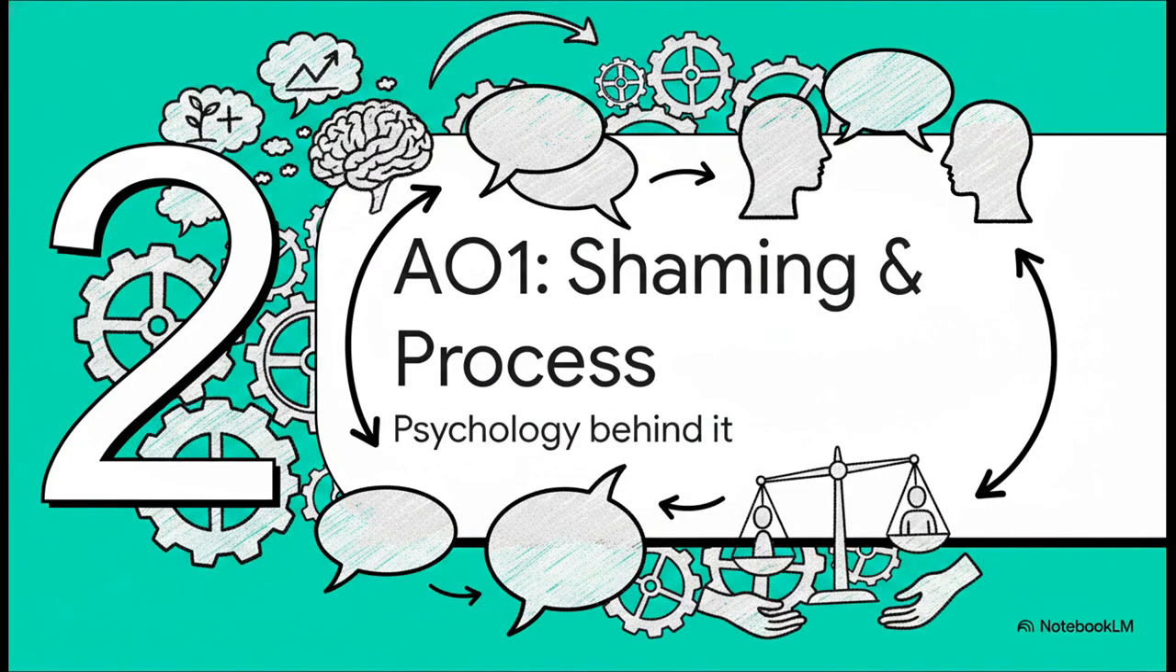Moving on to Section 2, AO1, shaming in the process and the psychology behind the meetings. What's really fascinating here is the specific psychological theory and the highly structured process that actually makes these programs work. Like, why does just sitting down and talking change an offender's behavior?